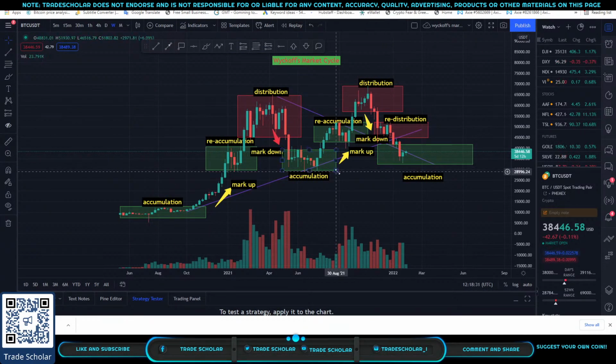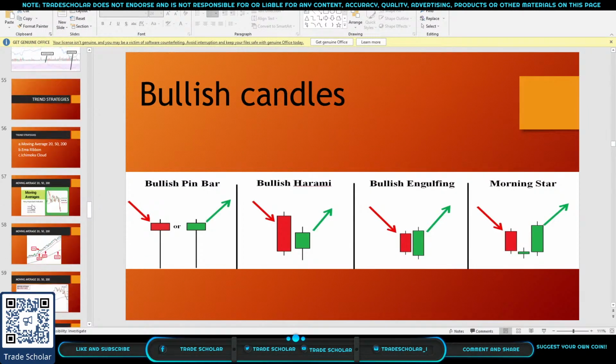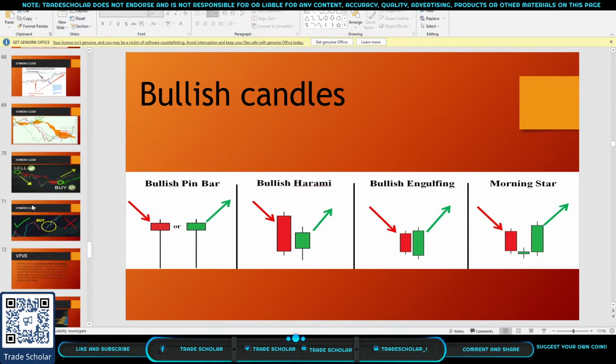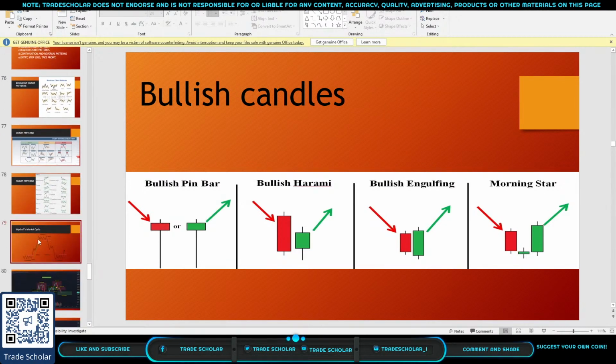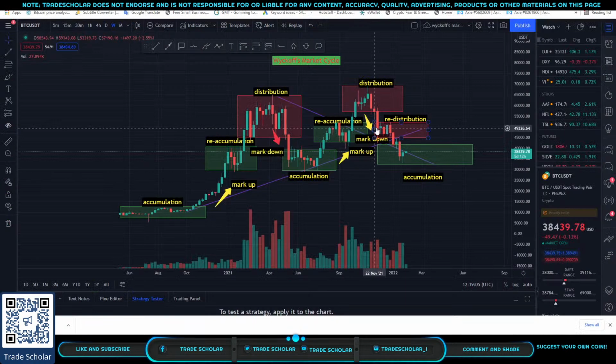So this is our accumulation phase, Wyckoff's market cycle: accumulation, reaccumulation, distribution, redistribution, accumulation. Every market has a cycle. It's not always to the moon. For our mooners, there is always a bear market after. Wyckoff's market cycle is bookish: accumulation, spring to the upside, reaccumulation, distribution, spring to the downside, markdown, redistribution, and then accumulation. We can see that in our market right now.